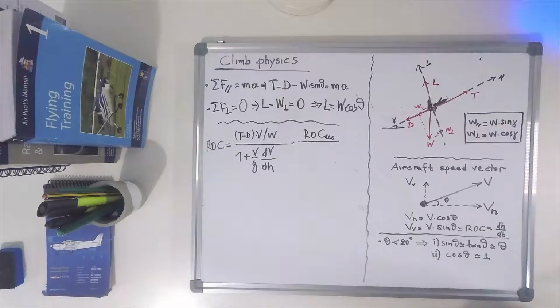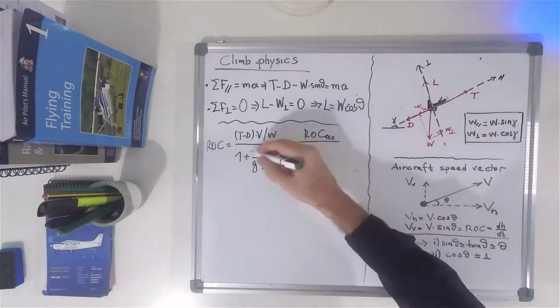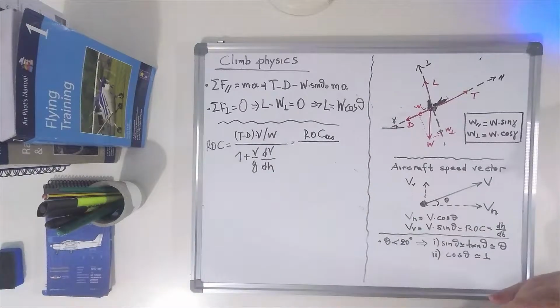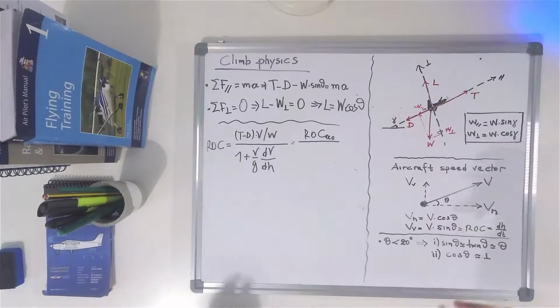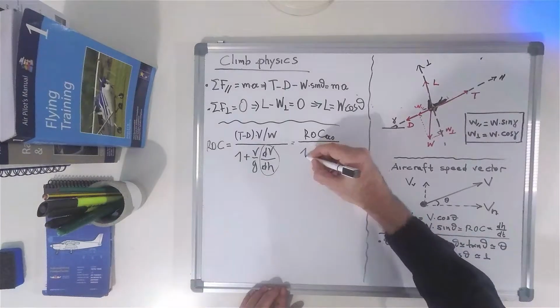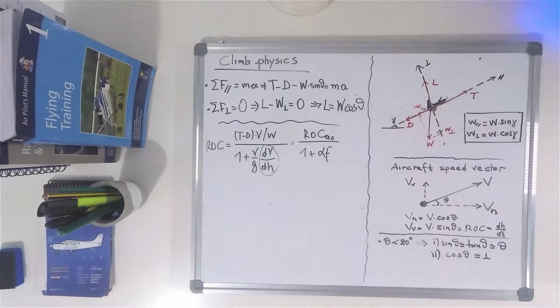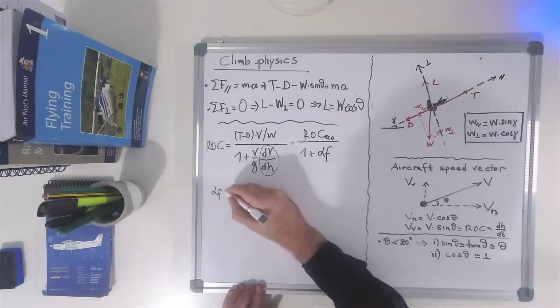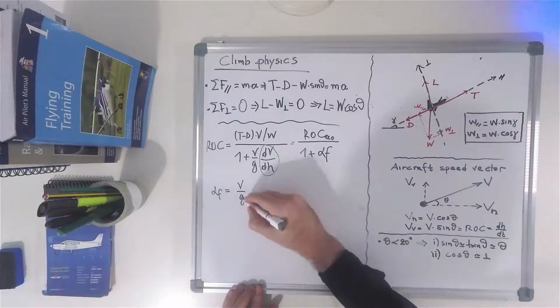In the denominator of the fraction, the second factor, this one, is called the acceleration factor. And why? Because it exists only if the aircraft speed changes with height, as we can see here. So if the aircraft accelerates or decelerates during climb. Therefore, with that in mind, we can rewrite the equation in that form, where the acceleration factor is that term.